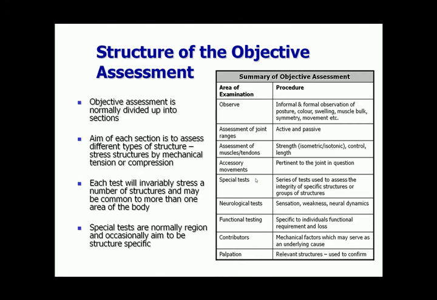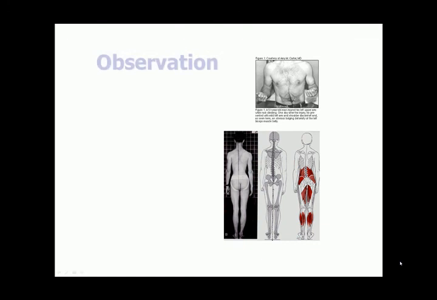Some neurological tests, which may involve testing for some neurological impairments, such as sensation changes, weakness, or neural dynamics, known as myotomes, dermatomes, and reflexes. There may also be the need to introduce a functional test to help determine the structures at fault. There may be some contributing factors which need to be assessed as well, such as biomechanics. And finally, palpation of the relevant structures. Let us go through each of those components in turn.